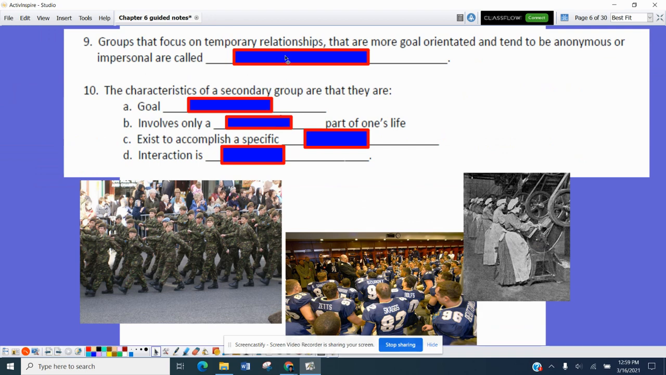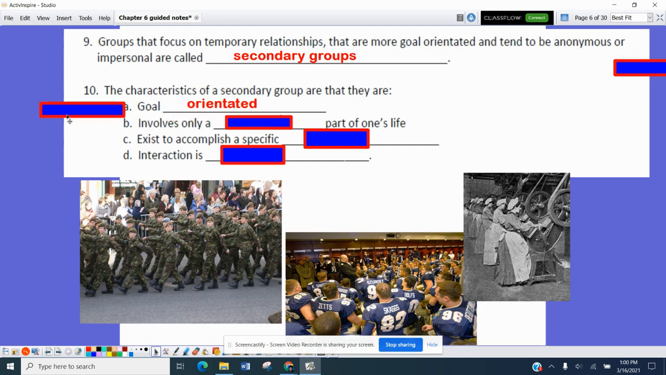Groups that focus on temporary relationships that are more goal oriented tend to be more anonymous and impersonal. These are known as secondary groups. The characteristics of secondary groups are that they are goal oriented, meaning you have a goal in mind and you want to achieve that.